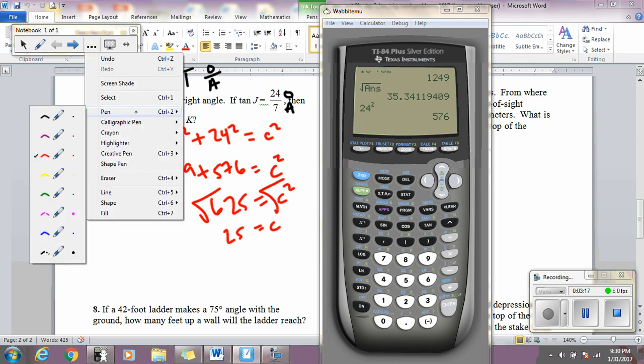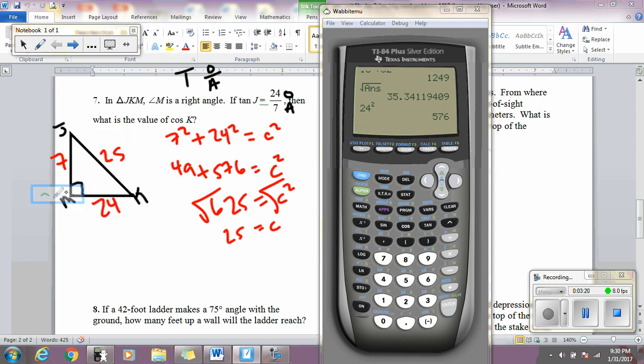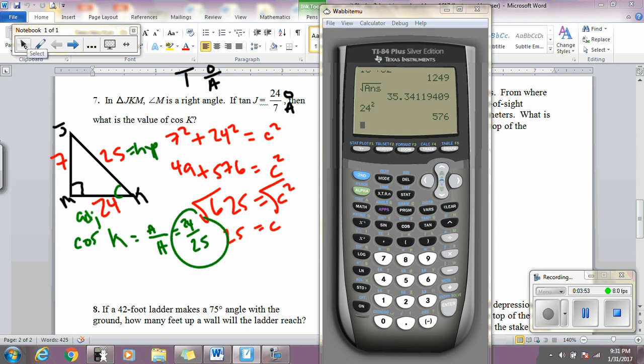Now we can answer the question. It wants us to find cosine of K. So when I'm looking from K's corner, you've got to remember cosine is always adjacent over hypotenuse. So adjacent to K would be 24, and the hypotenuse is still 25. So it's 24 over 25. And that's it for this one. There's nothing more to it. Don't overthink it.